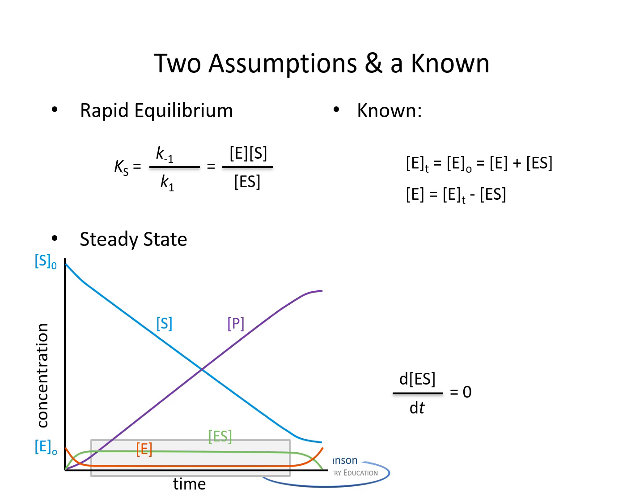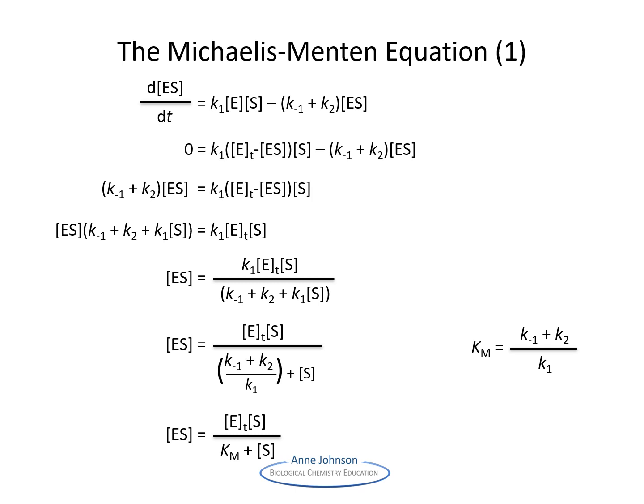Our next step is to put these together with the expression for the change in the ES concentration from the previous slide. What you see here is a derivation of the Michaelis-Menten equation. There are a number of different ways to approach this. I'm showing you the way I learned it.